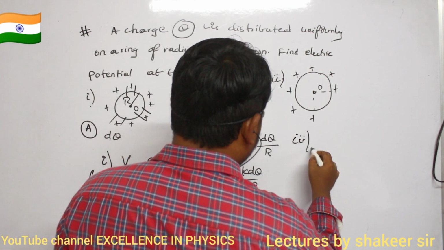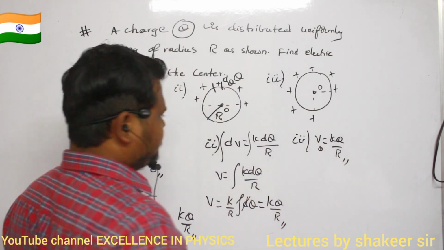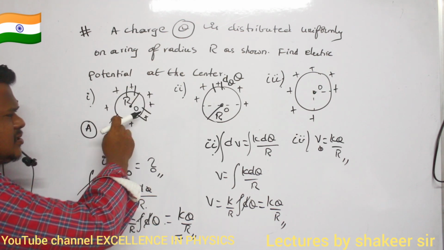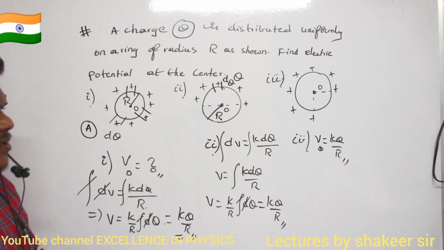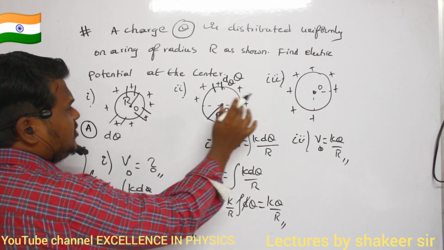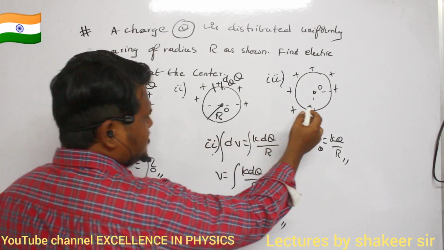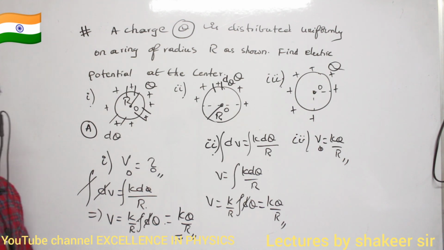Here also the answer remains KQ divided by capital R only. Are you able to understand? So it doesn't depend on whether the total charge is present throughout the ring or not. It depends on the magnitude of charge. Here the magnitude of charge is Q, here also the magnitude is Q, here also Q only. Therefore the potential at the center will not change.